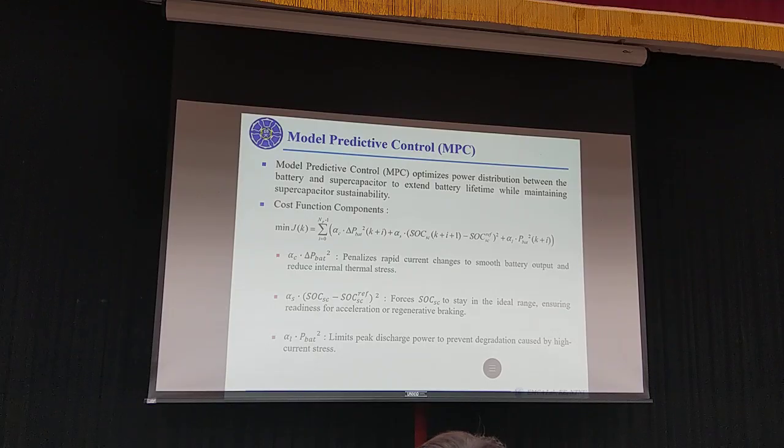To achieve this, we designed the cost function shown here. This consists of 3 key terms. First term, delta P battery. This penalizes rapid change by limiting fluctuation. We smooth the battery output and reduce internal thermal stress. Second term, P battery. This limits the peak power. This prevents high current stress, which is a major cause of battery degradation.